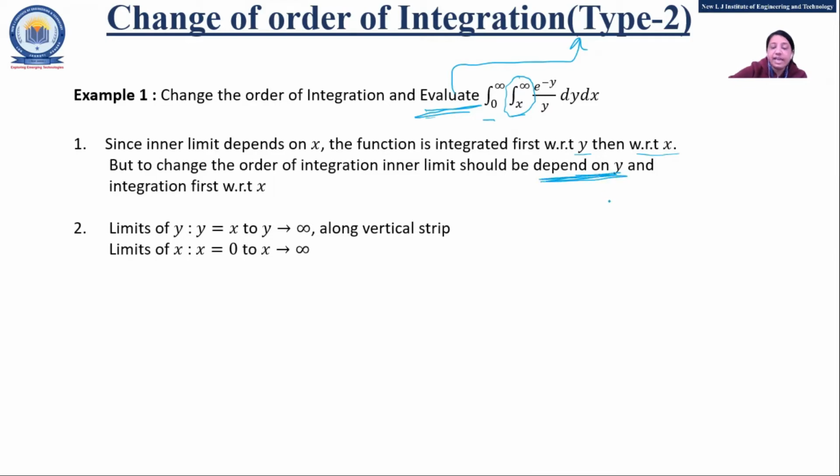Then we can say that we have changed the order of integration. Fine. So then integration first with respect to what? X and then y. Fine.